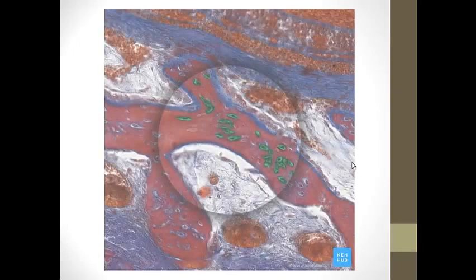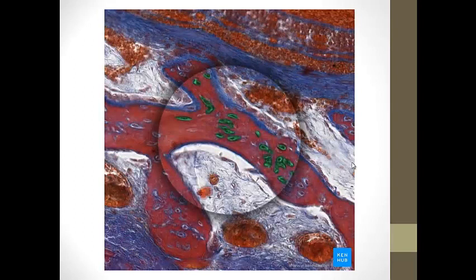Now, this is what the osteocytes look like. You can see that they've moved from the end of the bone and they're found in the middle now, and they are surrounded by the matrix.